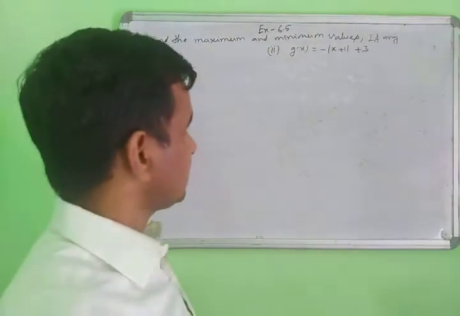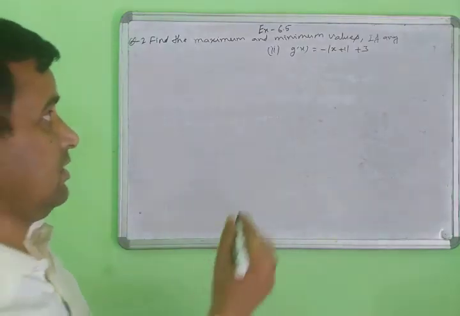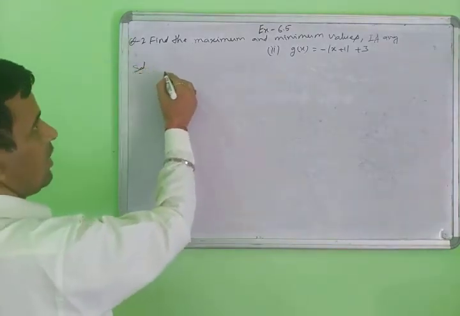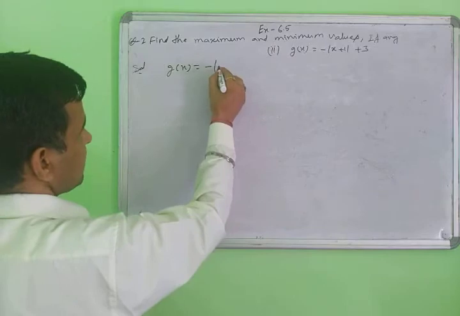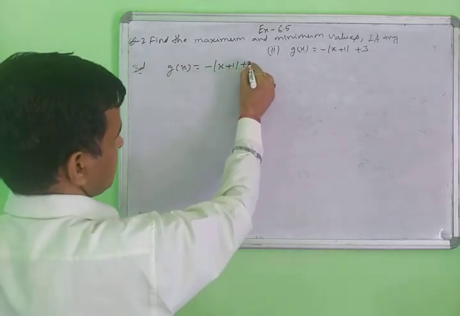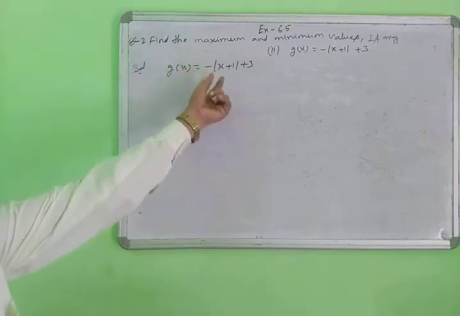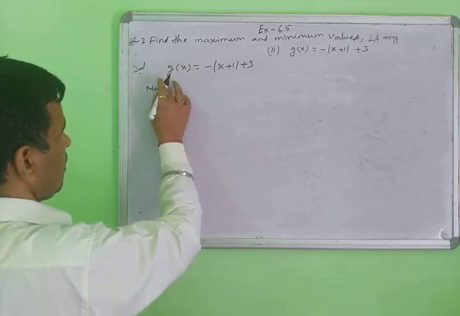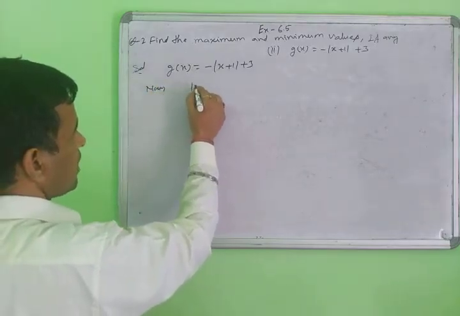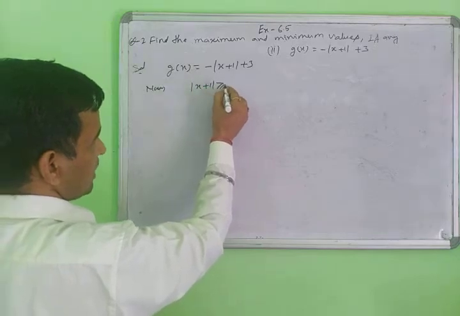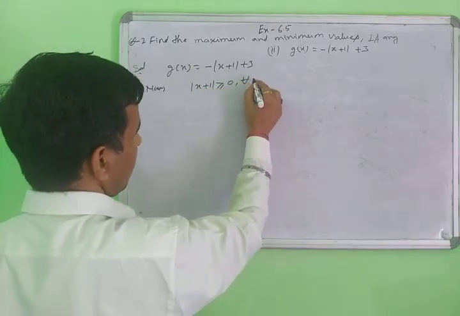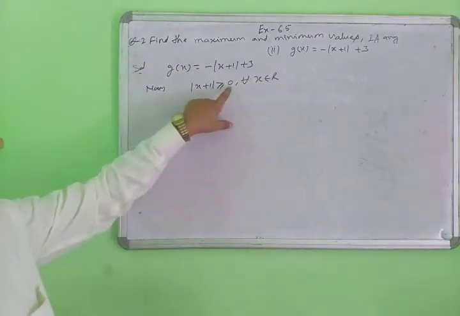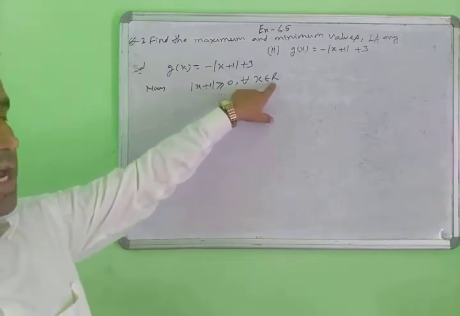Yes students, the second part is the opposite of the first part. The function is the same, but now start the solution: g(x) = -|x + 1| + 3. Same thing here, we have a property of the modulus. |x + 1| is always greater than or equal to 0 for every x belonging to R.